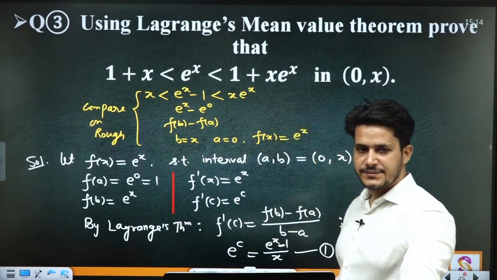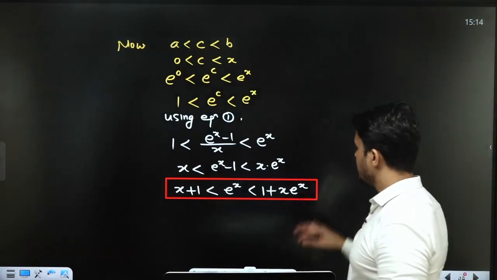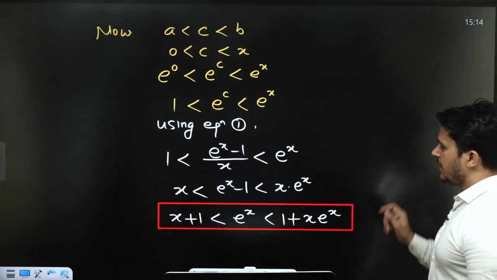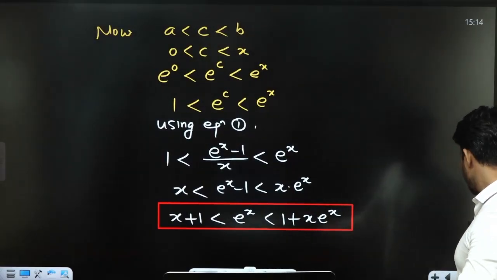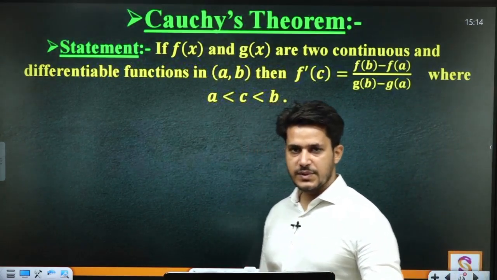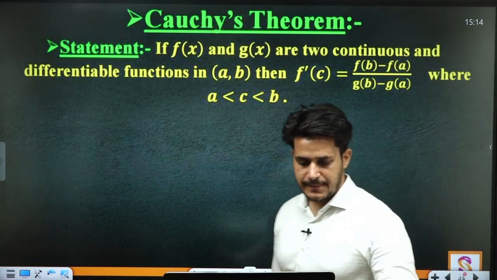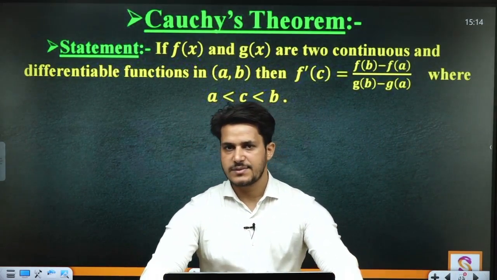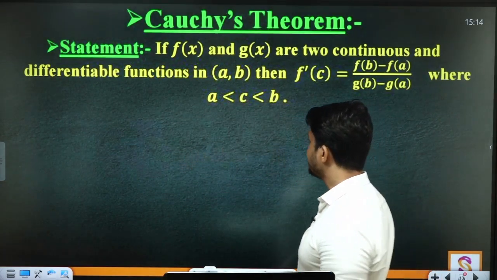Everything is clear? Okay. So this was your final answer: x plus 1 less than e to the power x less than 1 plus x e to the power x. Now see the third statement or third theorem, it is called second mean value theorem. First mean value theorem कौन सी है? Lagrange's. ये कौन सी है? Second. Rolle's theorem अपने नाम से ही आती है. अब इसमें देखो क्या लिखा है.